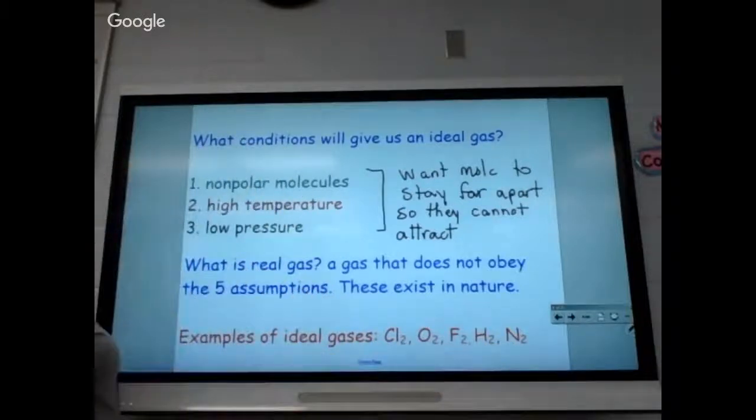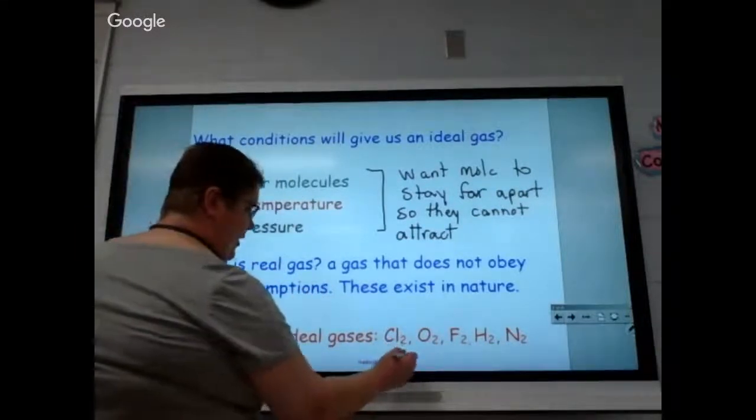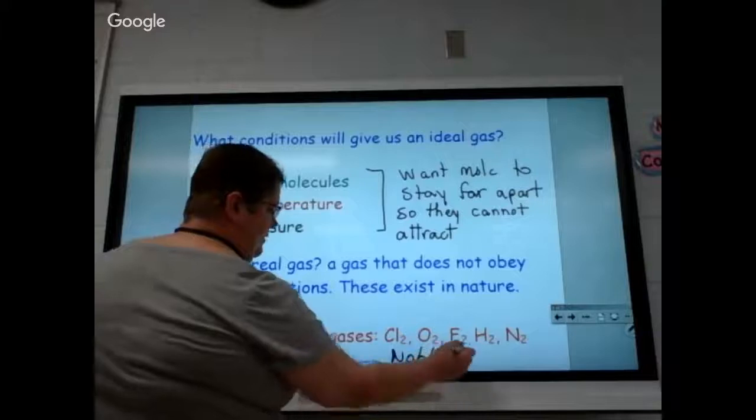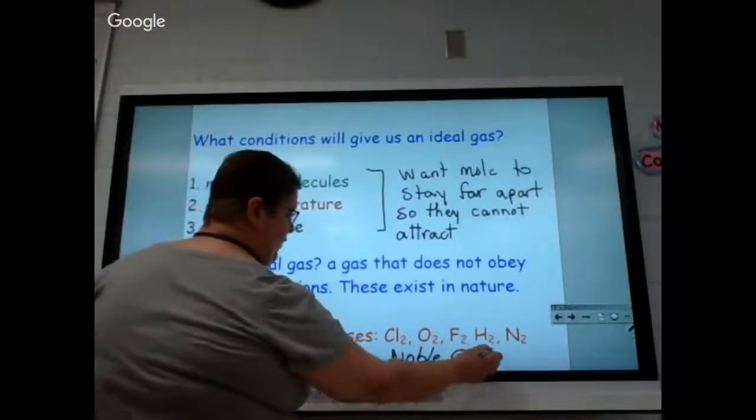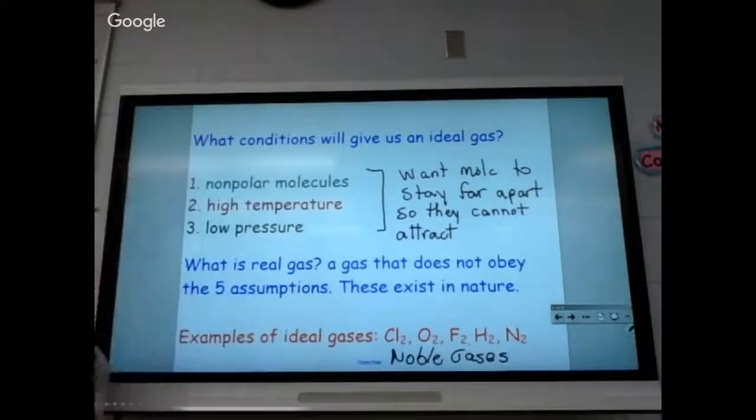She said, and you can put the noble gases there that Xavier said, because they're certainly going to fit there also. Okay. But the diatomics are great examples of ideal gases because they're non-polar covalent. So you're going to see your diatomics a lot.